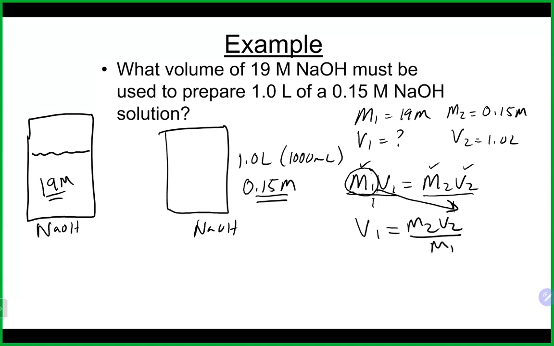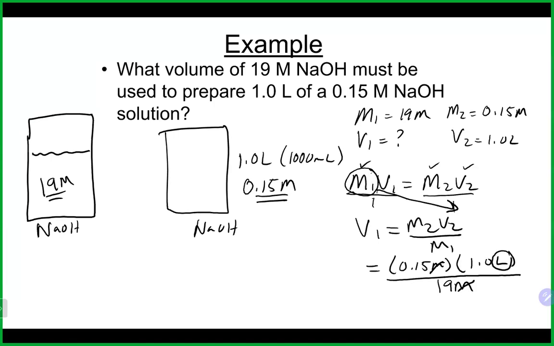So if I put my numbers in here, we have M2, which is 0.15 molar. We have our V2, which is 1 liter. And we're going to divide it by our M1, which is 19 molar. Here, the molarity on top and bottom will cancel.